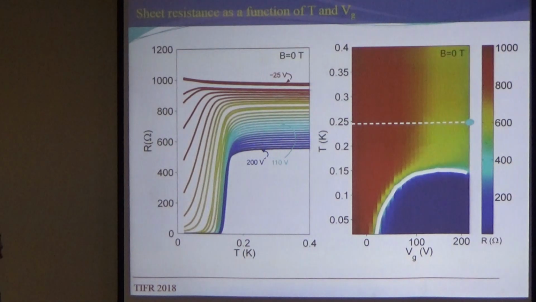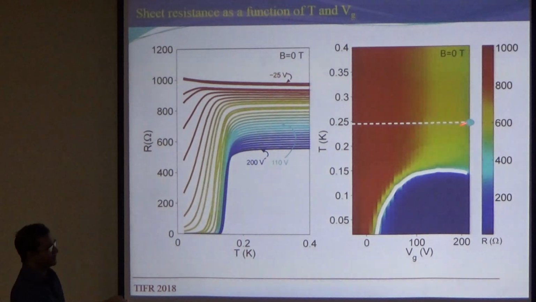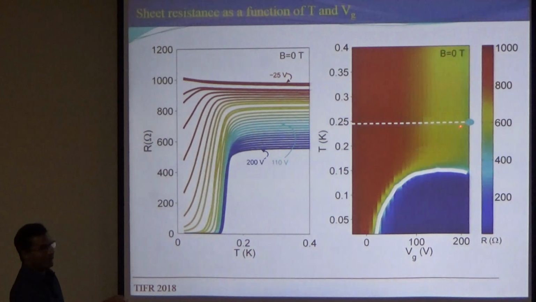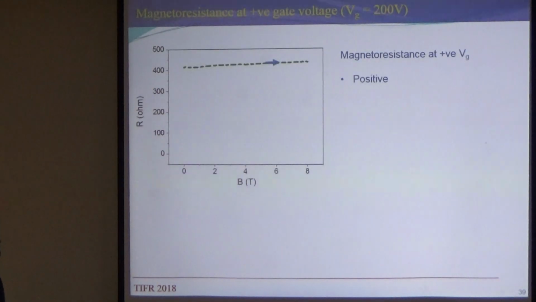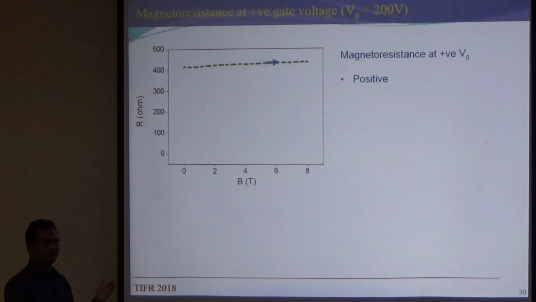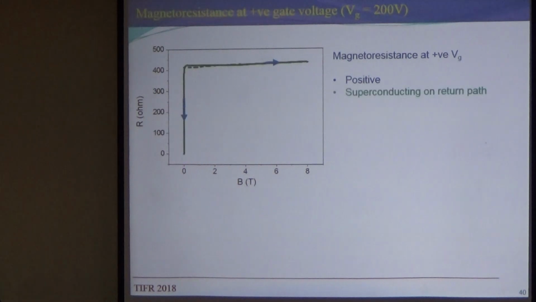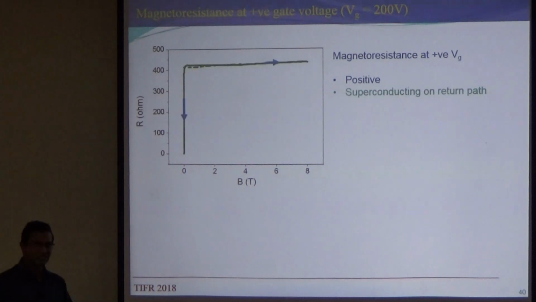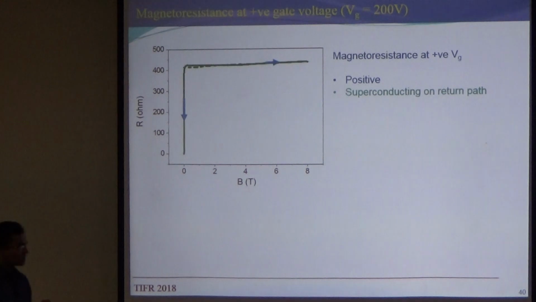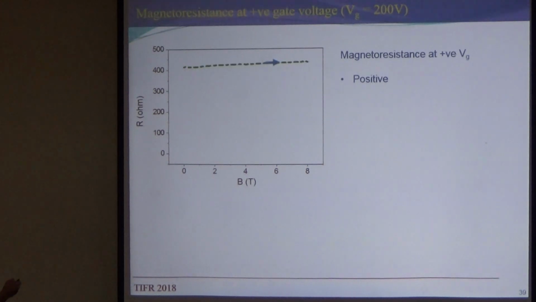Now, we sit at the other end, where I have the largest carrier density, and I again do the magnetoresistance in this region. What I see is that the magnetoresistance is positive. Remember, at low number densities the magnetoresistance was negative. Here it is slightly positive, and something interesting happens. I go from 0 magnetic field and sweep out to 8 Tesla, and then I start decreasing the magnetic field very rapidly.